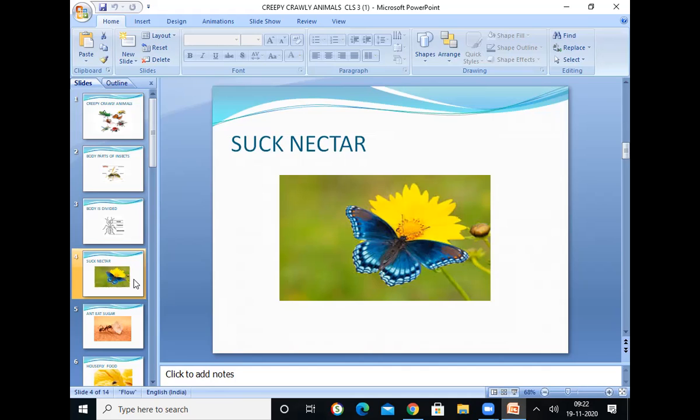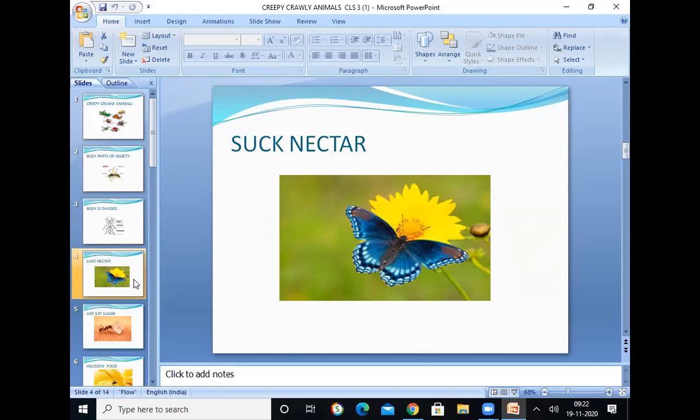They can suck the nectar. The hummingbird's beak is also like a straw, so that it can also suck nectar from the flowers. Yesterday we discussed the features of birds, right? In that we also discussed that the hummingbird has a straw-like beak. Here the butterfly has a straw-like structure which helps it drink the nectar from flowers.